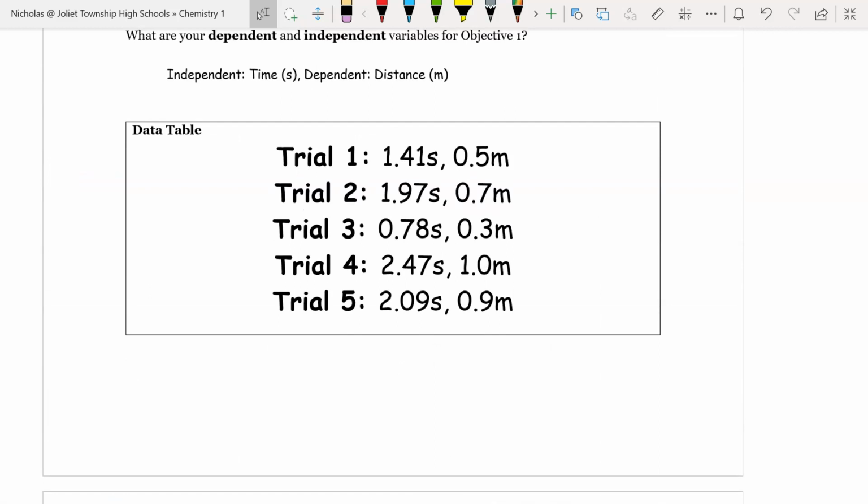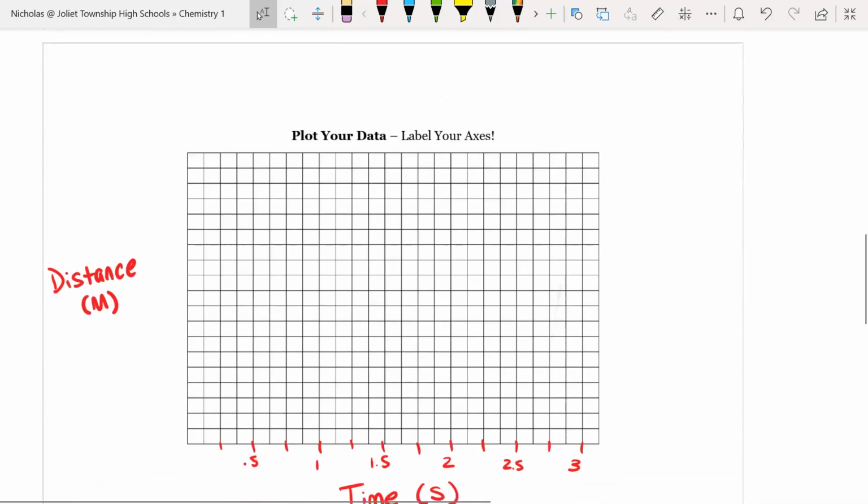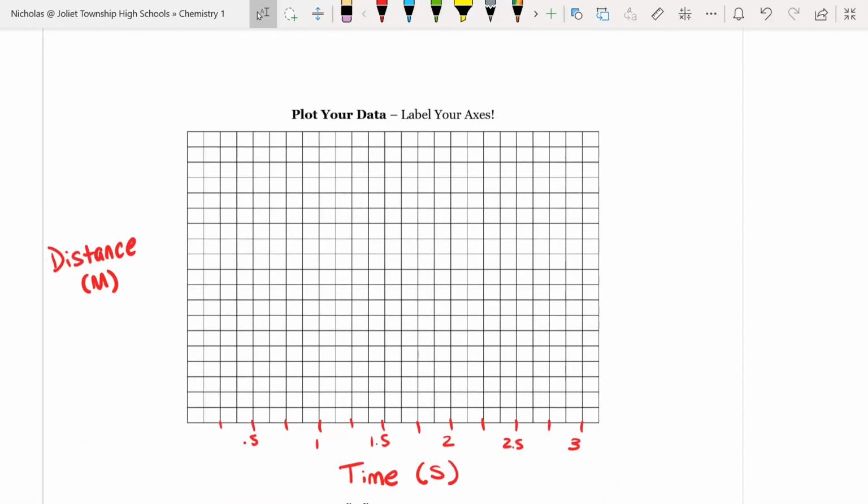Next, what I'm going to do is I'm going to do the same thing, but I'm going to go with distance. So if you look here, our distances range from 0.3 meters to 1 meter. So I need to count the number of boxes, and I need to evenly space out my numbers. So in this case, if I skip 2 boxes, I'm going to run out of room. So I'm going to make every single box 0.1.